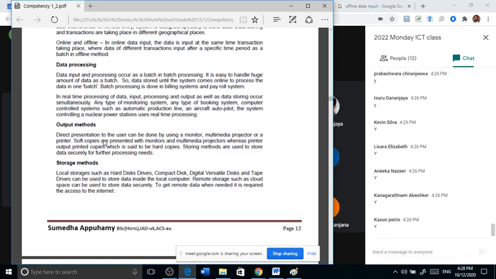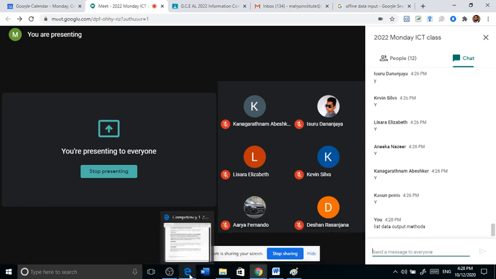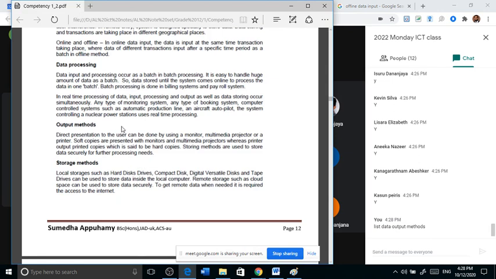I'll give that question too. List data output methods. Write down that question too. So you have to write the two main output methods. So what are the two output methods? Direct electronic format, that means soft copy, and the hard copy. Okay.